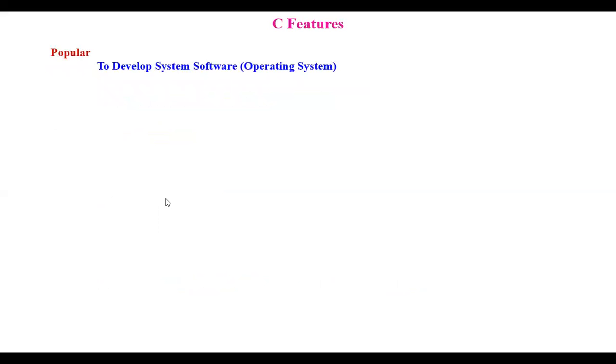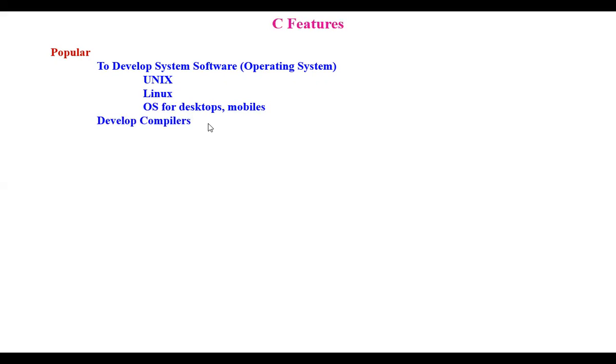Popular: to develop system software, the operating systems are developed using the C language. So it's a very beautiful feature. The operating system is the one which controls the entire computer, the entire system. This system software can be developed using C, so you can understand how powerful the C language is. There are Unix, Linux, and operating systems for desktops and mobiles. All these are developed using the C language.